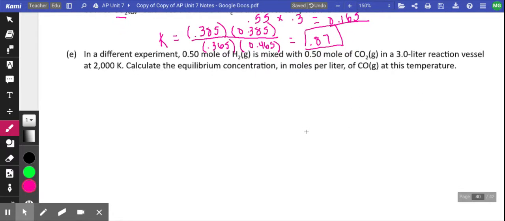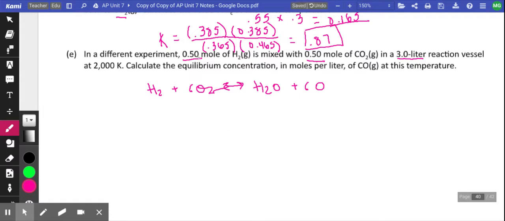Okay, now this one here. Now this one's telling me that in a different experiment, we're starting with 0.5 moles of H2 and 0.5 moles of CO2 in a 3-liter reaction vessel. They're asking me to calculate the equilibrium concentrations in moles per liter, which is the same thing as molarity, for CO in this reaction. So I'm going to rewrite my reaction, and I know that it's H2 plus CO2, and that's in equilibrium with H2O and CO.